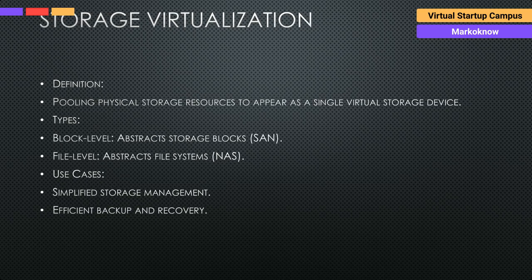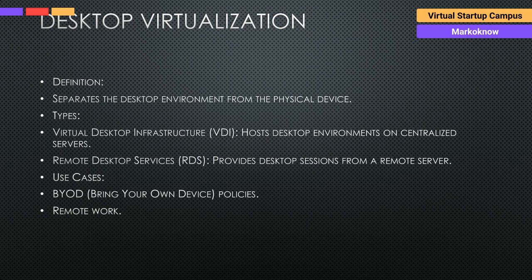Okay, so next is storage virtualization, which deals with storage resources, pooling physical storage resources to appear as a single virtual storage device. Okay, so the types are block level, which abstracts the storage blocks in a SAN, stored in the form of blocks. These are abstracted so no one can see that part. Okay, and file level, like the file system that they provide. The use case is efficient backup and recovery, the most efficient use case.